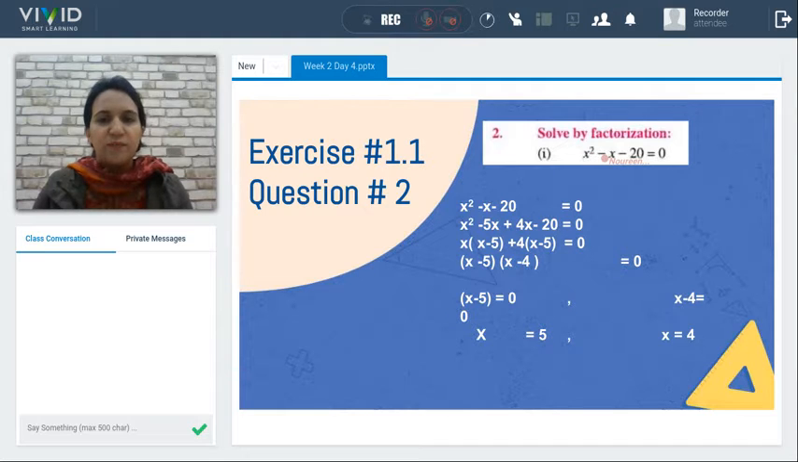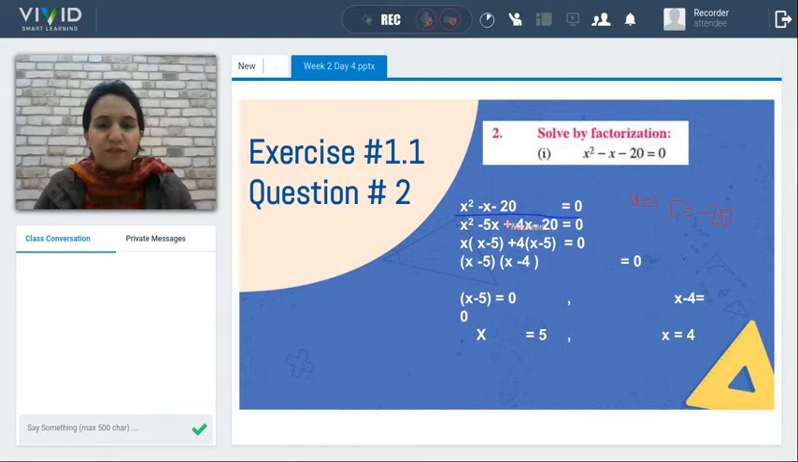The first question is x square minus x minus 20 is equal to 0. So first we have to multiply, from the standard quadratic equation, a by c. If we assume that this is the standard quadratic equation, we have a is equal to 1 over here, and c is equal to minus 20, because don't forget the signs. We are going to multiply both of them. What do we get? We get minus 20.